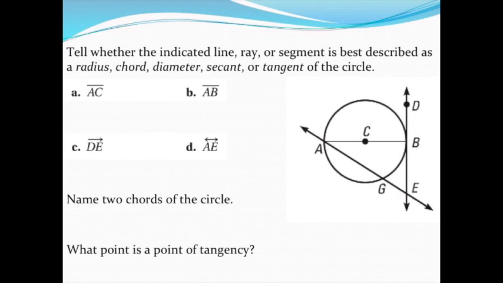Let's take a look at how we can identify some various lines and segments drawn within a circle. So let's start with the first one here, segment AC. I know it's a segment because it's got just that bar above it, and it's going to be important whether things are lines or segments as we go through this. So taking a look at the diagram here, segment AC is this segment right here.